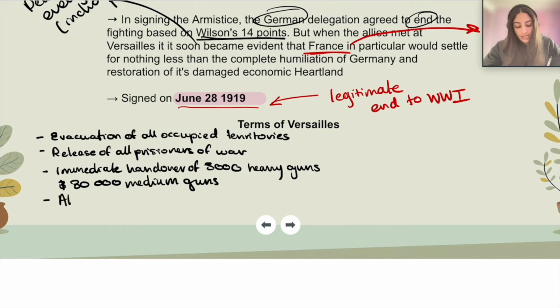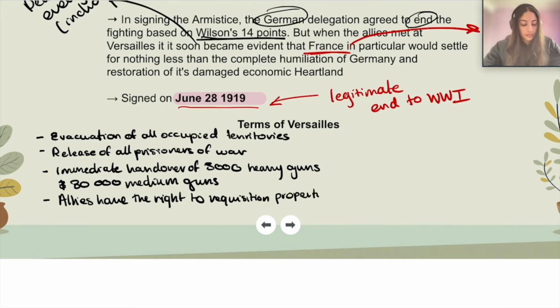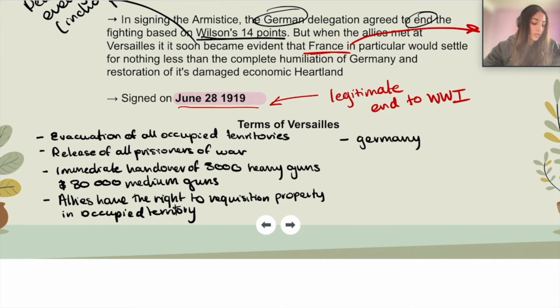Next, the Allies have the right to requisition property in occupied territory. And then finally, Germany had to surrender its naval fleet.